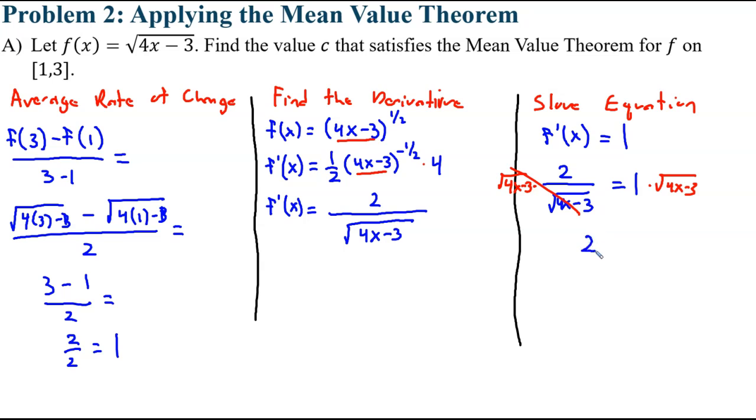That's going to leave me with just the 2 on the left is equal to 1 times that root 4x minus 3. And then from there, we can just square both sides to get rid of the root. And then we're back to algebra 1. Get the x by itself.